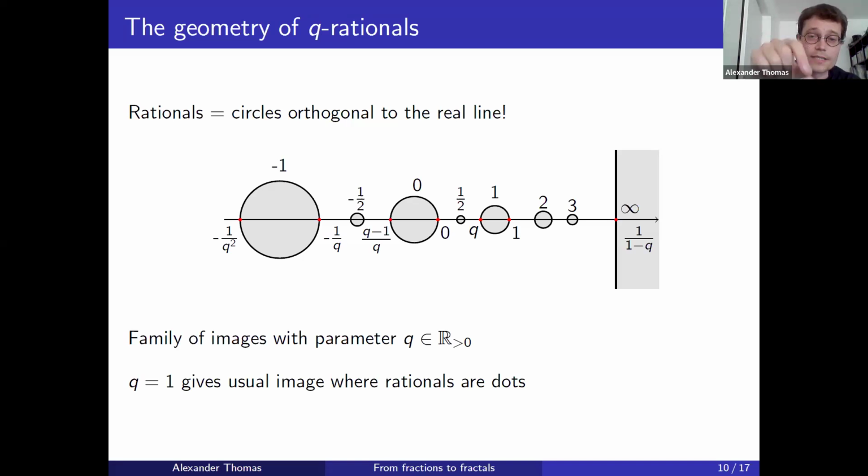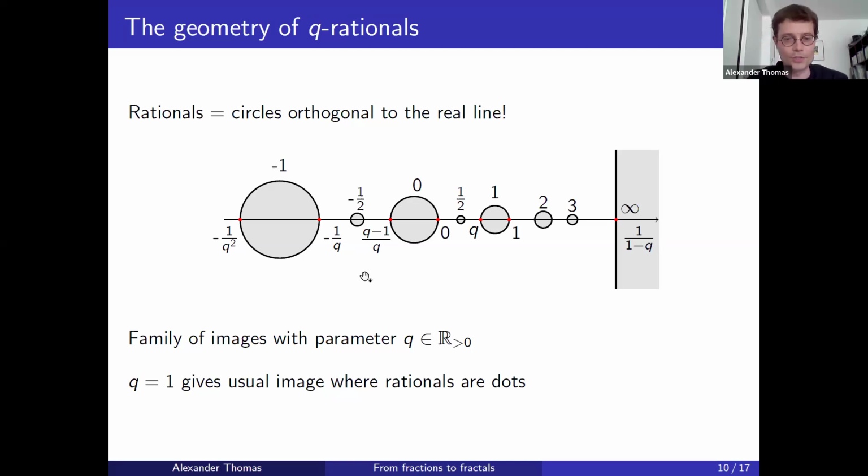In particular, it means that there is an explicit formula for all these points, all these intersection points of the disks with the real axis. They have a precise formula in terms of this parameter q. For example, the disk which is associated to 1 is always the disk with diameter between q and 1. And if you take -1, for example, it's always the disk of diameter between -1 over q squared and -1 over q. So here, in particular, you see that -1 is not necessarily part of this interval.